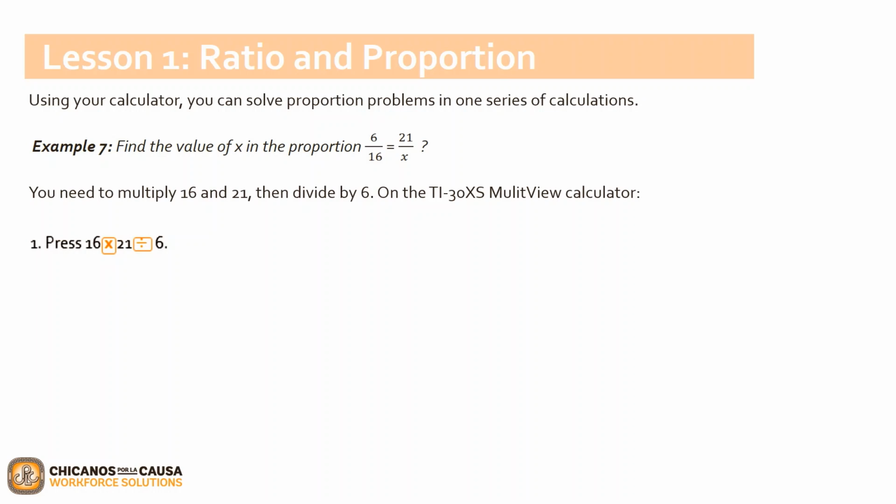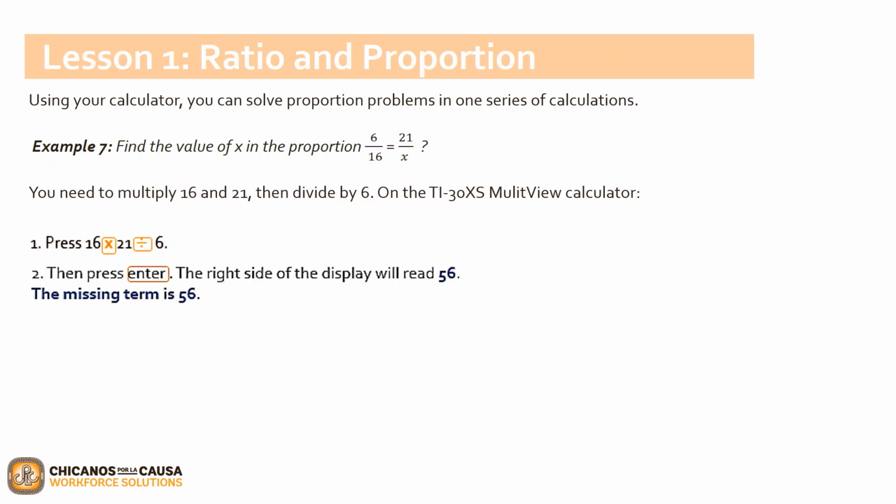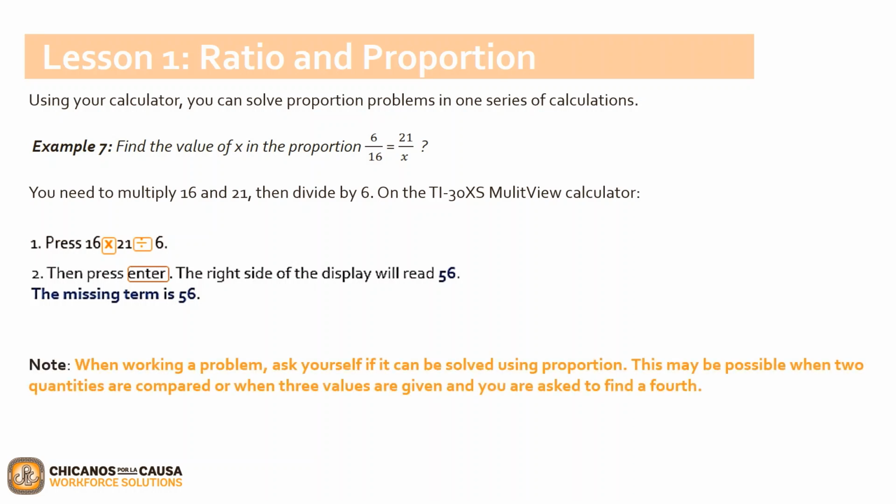On the TI-30XS MultiView calculator, you'd first press the number 16, then press the multiplication button, then press 21, then press the division button, then press the number 6 on your calculator. Second, you would then press enter. The right side of the display on your calculator will read 56. This will give you the answer of the missing term, which is 56.